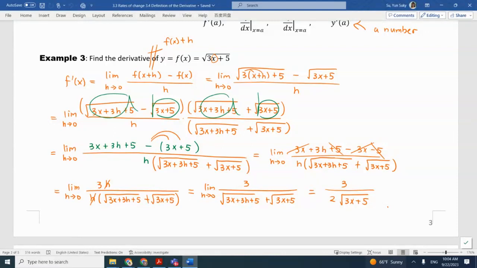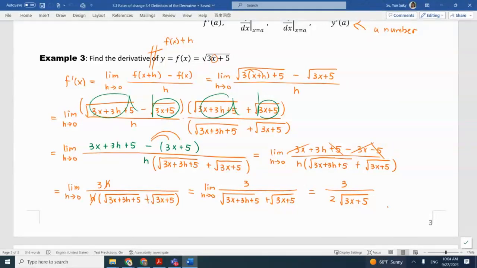And then a minus b times a plus b is a squared minus b squared. That's why we get rid of the square root. And in the denominator, we have h, and also this term. Last time I almost forgot to put this term. Do you remember? So we gotta be very, very careful. And we distribute this minus sign, it changes to minus. So the 3x cancel, the 5 cancel, we have the 3h.